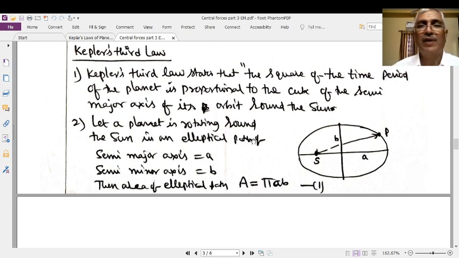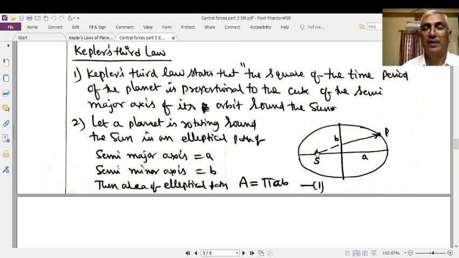Right. Kepler's third law states, and this is an observed experimental fact, that the square of the time period of the planet is proportional to the cube of the semi-major axis of the orbit. What is the shape of the orbit? Ellipse. An ellipse has a major axis and a minor axis, as you know. Half of the major axis is the semi-major axis a. Half of the minor axis is the semi-minor axis b. This is the position of the sun. It is one of the foci.